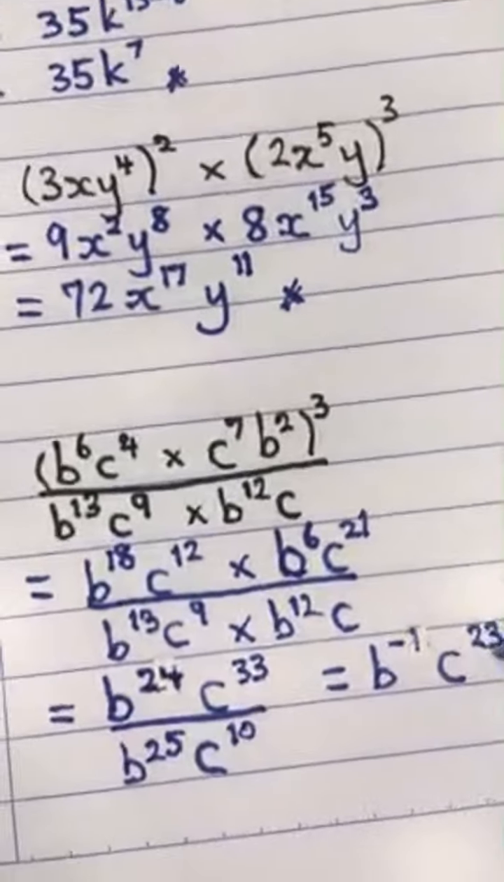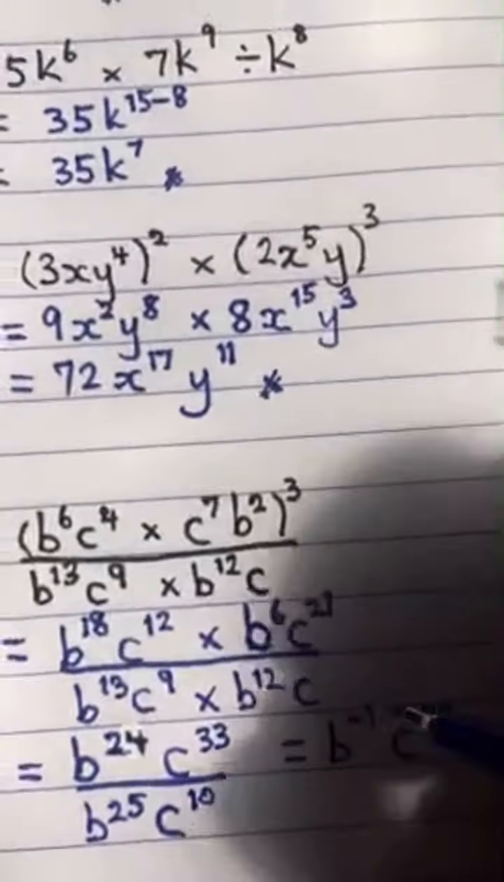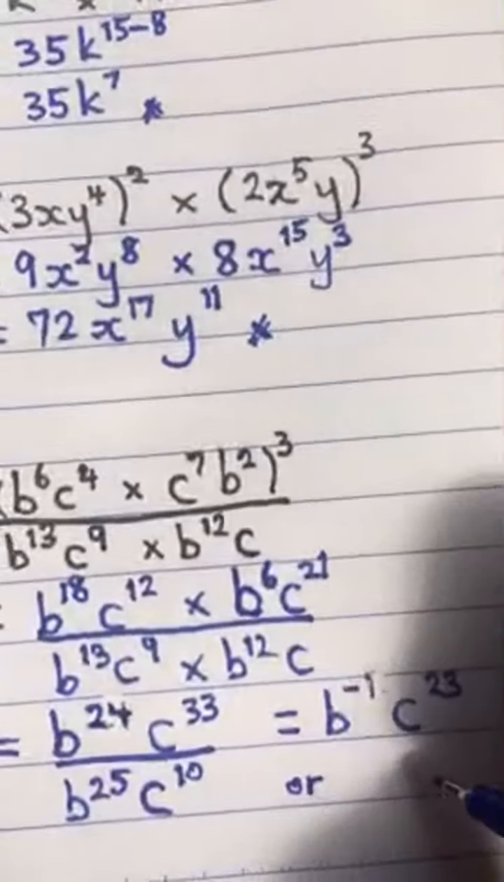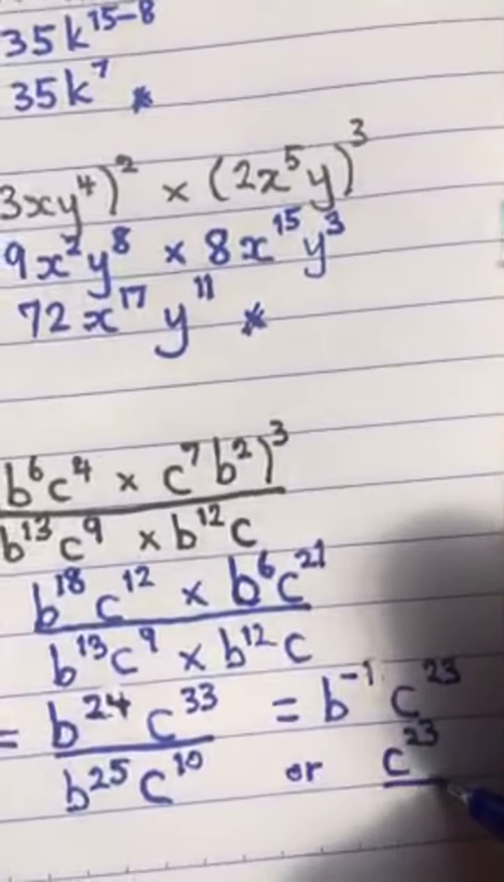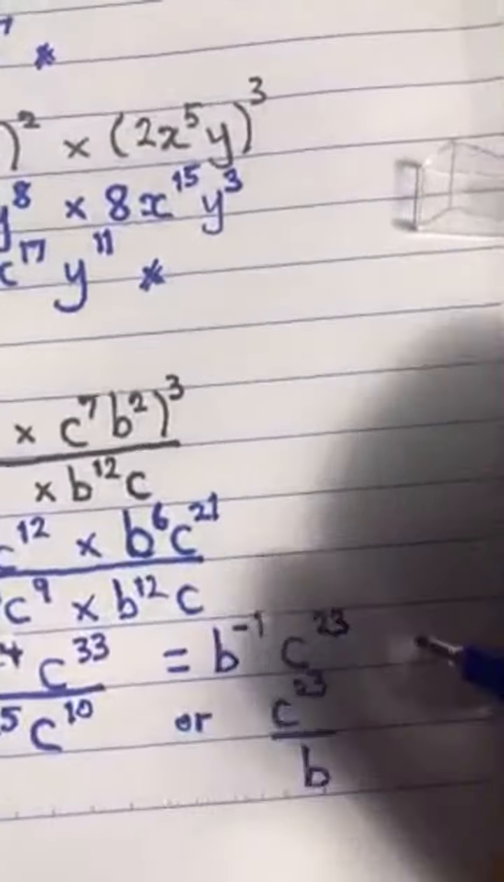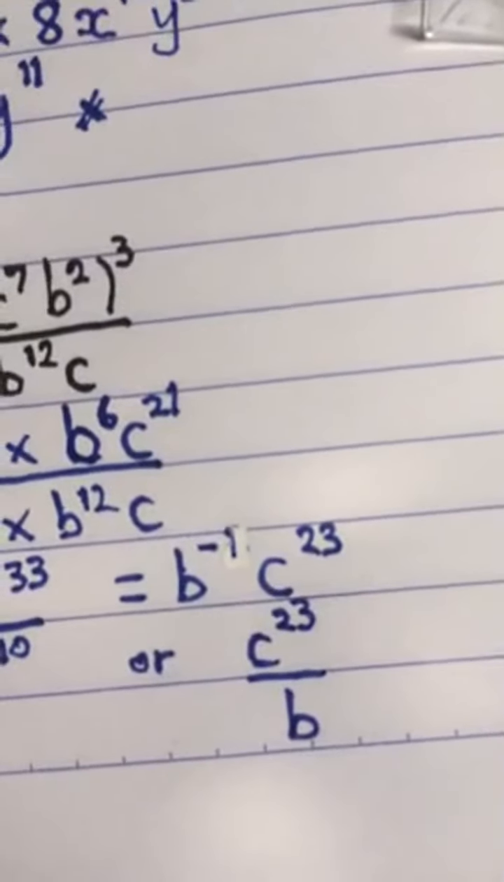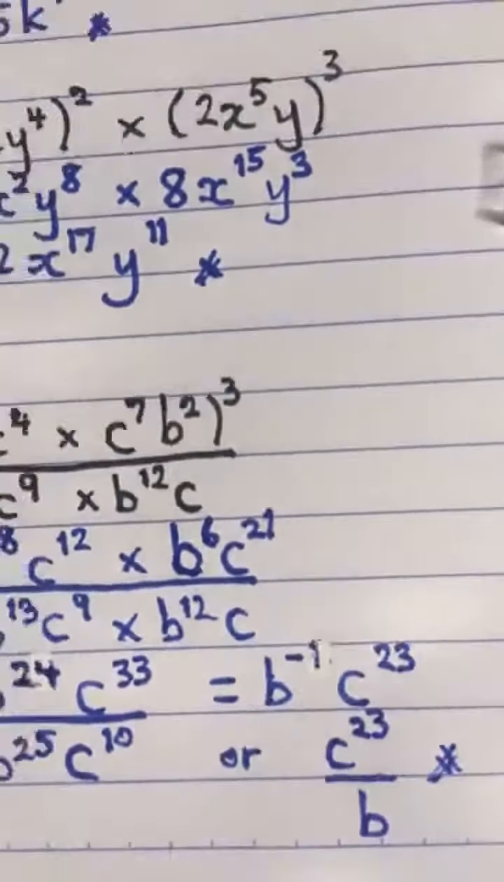So B power negative 1 and then C power 23. Okay, you can leave your answer like this, or you can change it to a fraction, because B power negative 1 will be 1 over B. So the answer will be C power 23 over B. You can have B power negative 1, C power 23, or you can have C power 23 over B. Both are accepted. So there are two answers.